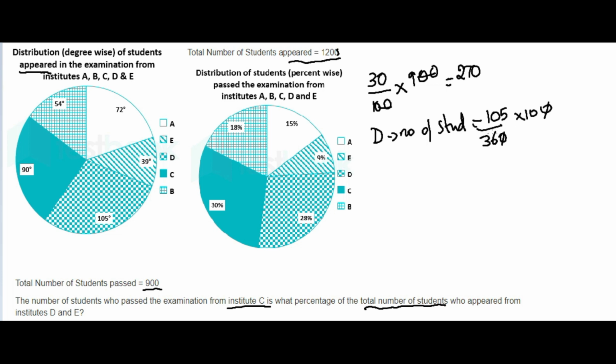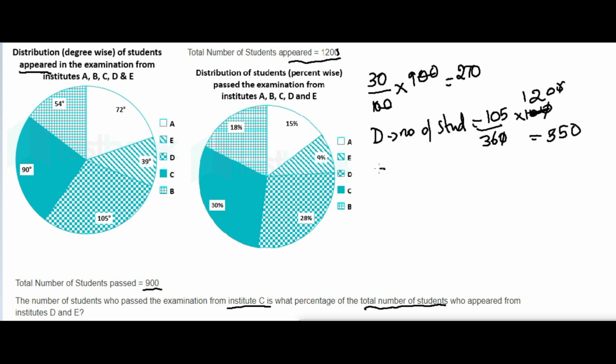So let me check in the calculator. 105 divided by 360. Okay, just a moment, please. Okay, listen here. I think it is not 100, because the number of students is 1200. I made a small mistake, so don't worry about this one. So it's not 100, it's 1200. So if you take 105 by 36 into 1200, this 10 will get cancelled. So 105 by 36 is about 2.91, and it will be multiplied by 120, and you will get 350. Okay, so it's equal to 350.